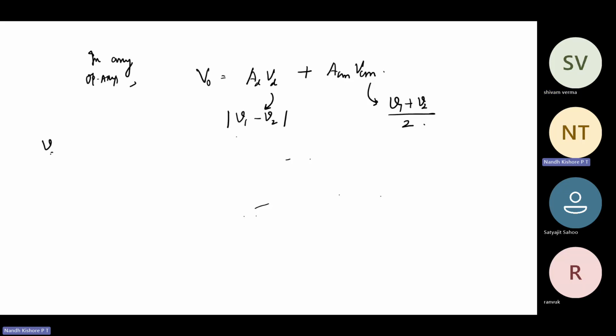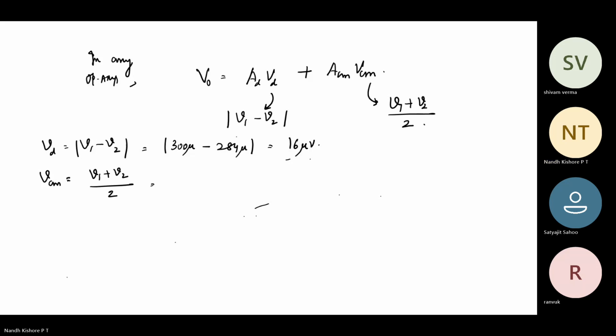Anyway, Vd is basically V1 minus V2, which means 300 microvolts minus 284 microvolts, which gives you 16 microvolts. And your VCM is equal to (V1 plus V2) over 2, so (300 micro plus 284 micro) over 2, which gives you 292 microvolts. And they have given AD is equal to 10,000.